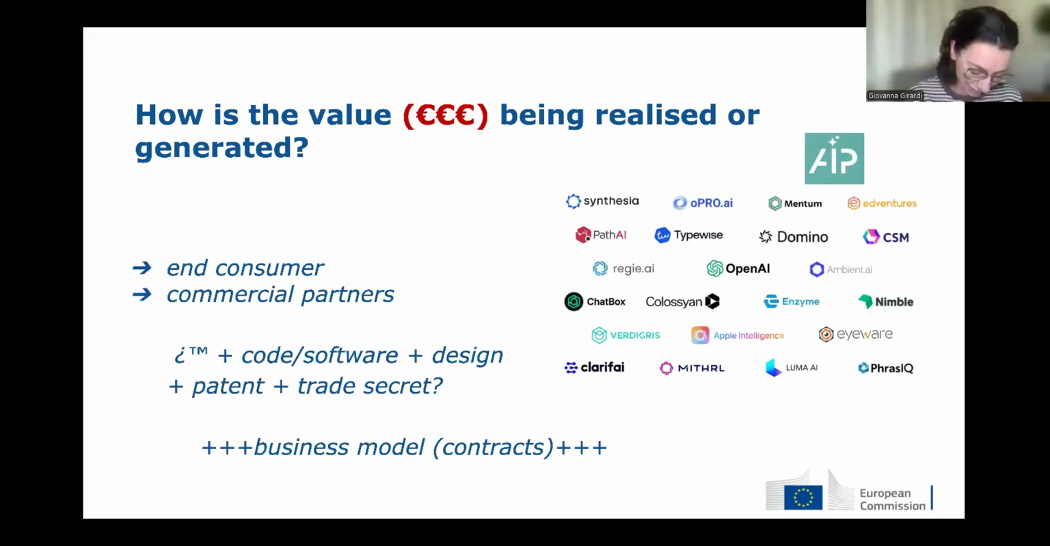But here, the solution I hoped to bring you today is not who owns the input and who owns the output, but the solution itself. How is the value, the money being realized or generated? And again, we have to go back to how is consumption being created? How is the end consumer or the partner you need looking at you and coming at you? How do they find you?